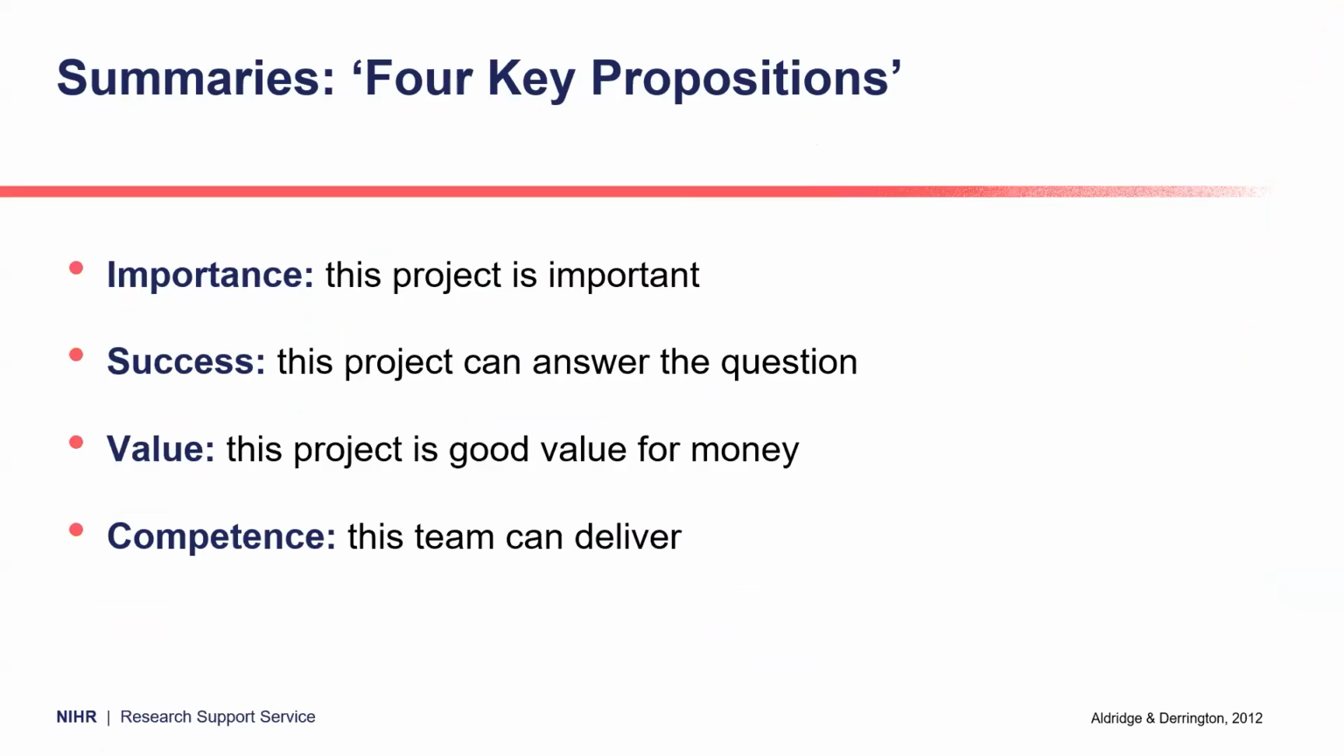If we think back, just to remind you of the 4 key propositions that were in Aldridge and Darrington's book: the importance of the project, the success proposition that you can answer the question, the value for money proposition, and the competence proposition. Again, the plain English summary does address those things, in particular the importance and the success criteria.